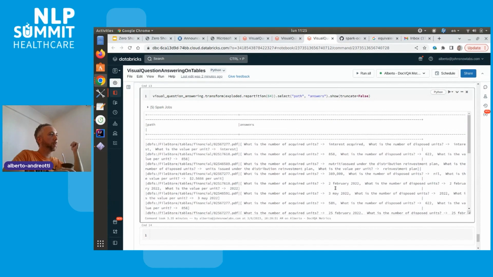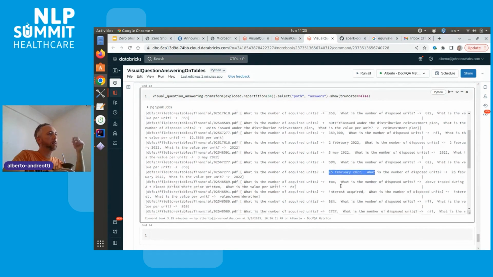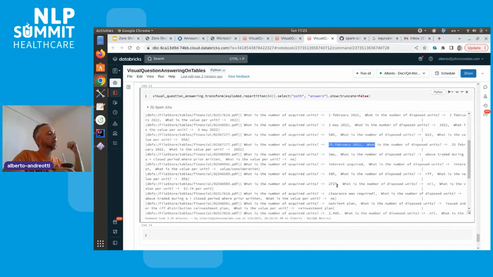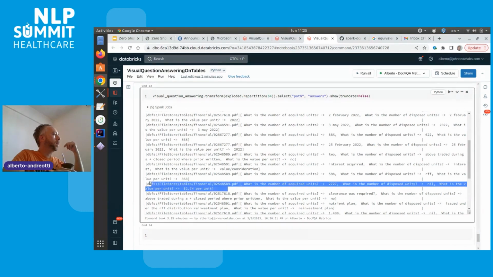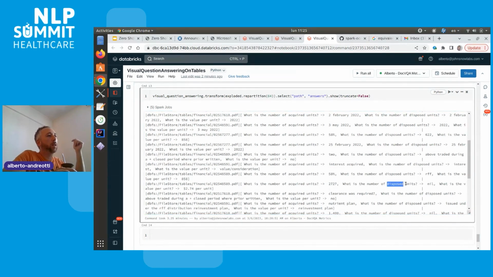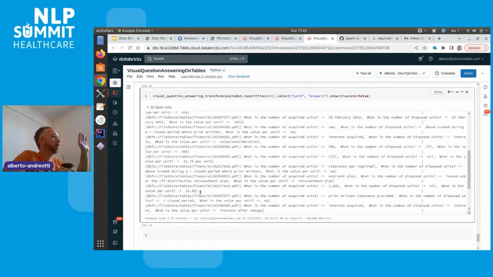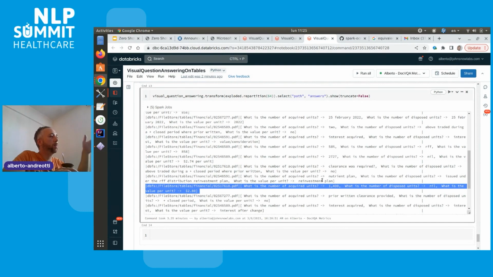And you're going to see that for some tables that don't have the information we need, you have irrelevant stuff. Number of acquired units, and you get a date. You can filter that out. But for some others, you're going to see that the values do make sense. So a person bought 2,727 units of stock. They didn't sell anything, and they paid this price. So basically, that's how it works, and you're going to have similar questions and answers from the other documents.